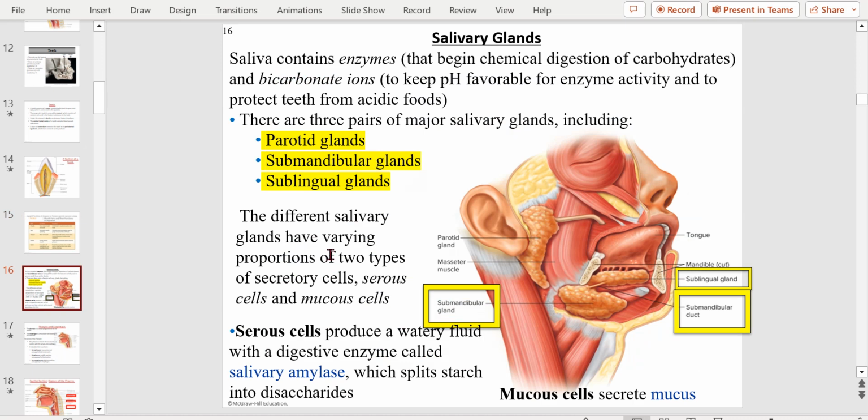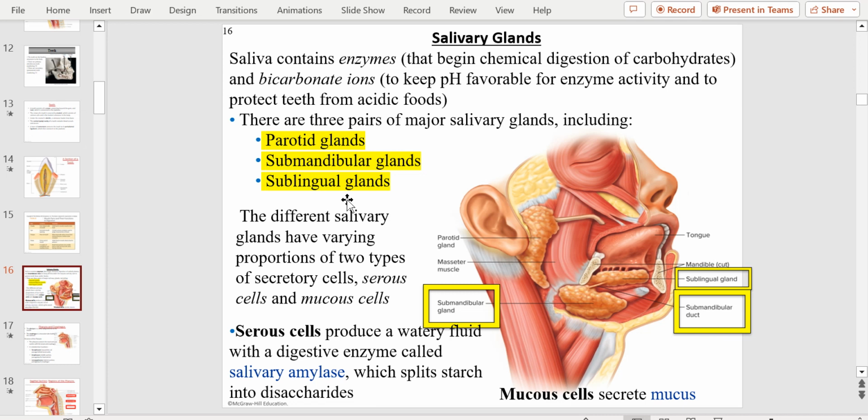The salivary glands produce saliva, which contains enzymes that begin chemical digestion of carbohydrates, and this is amylase. It also contains bicarbonate ions to keep pH favorable for enzyme activity and to protect teeth from acidic foods. There are 3 pairs of salivary glands.